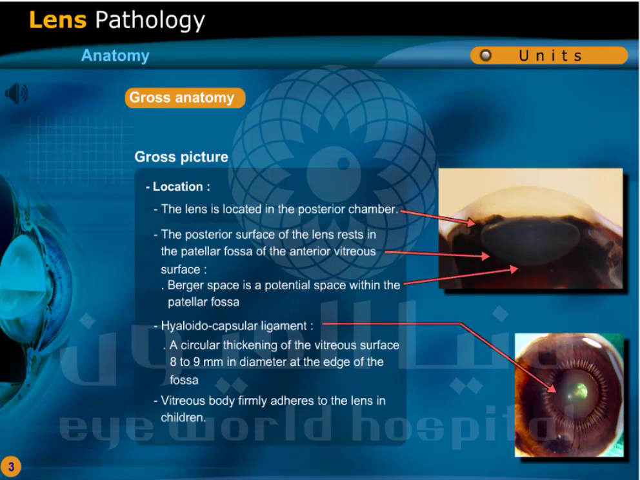Location. The lens is located in the posterior chamber. The posterior surface of the lens rests in the patellar fossa of the anterior vitreous surface. Berger space is a potential space within the patellar fossa. Hyaloidocapsular ligament is a circular thickening of the vitreous surface, 8 to 9 millimeters in diameter at the edge of the fossa. Vitreous body firmly adheres to the lens in children.